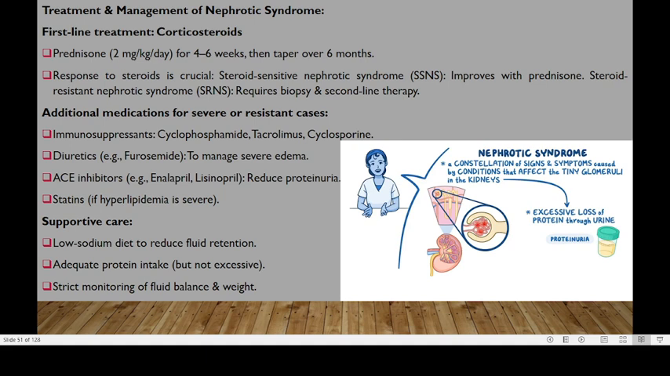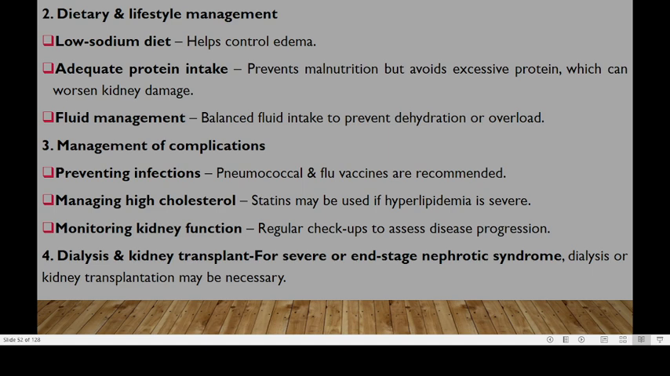Use of angiotensin converting enzyme inhibitors like the prils, enalapril, lisinopril. This is just to reduce proteinuria. And we also have the use of the HMG-CoA reductase inhibitors, the statins, if hyperlipidemia is severe. Supportive care will involve low sodium diet to reduce fluid retention, adequate protein intake but not excessive, strict monitoring of fluid balance and weight.